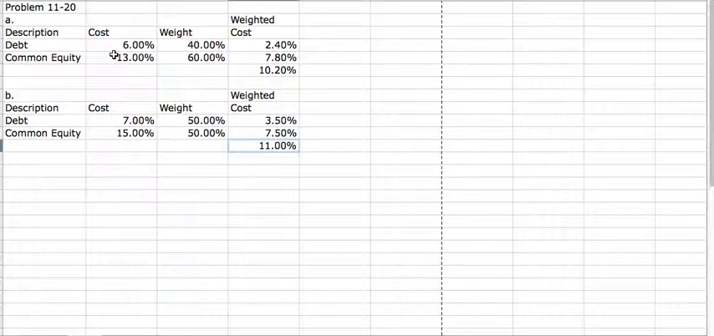Which plan is optimal in terms of minimizing the weighted average cost of capital? Well, it looks like the consultant was wrong. Our original capital structure appears to be the best choice between the two.